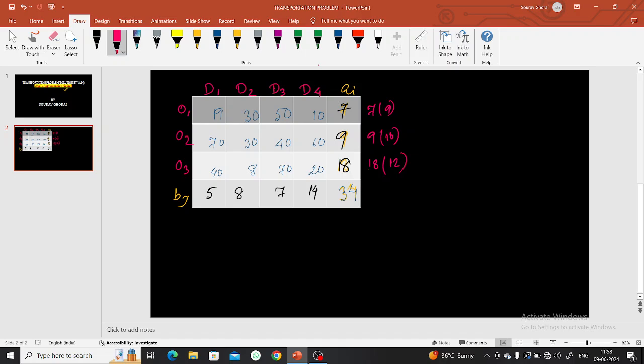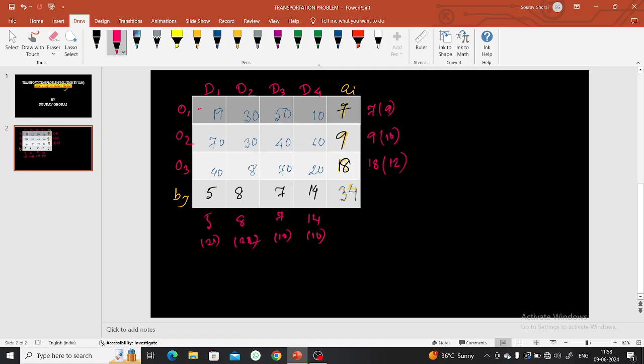Next, which one is minimum? 10 and 20, so the difference is 10. This is 40 and 50, so this is 10. Next 8 and 30, that is 22, and this is 19 and 40, so it will be 21. I write these here for the sake of our problem.